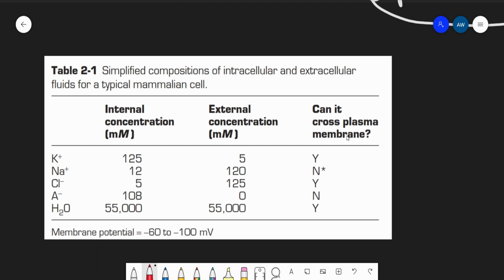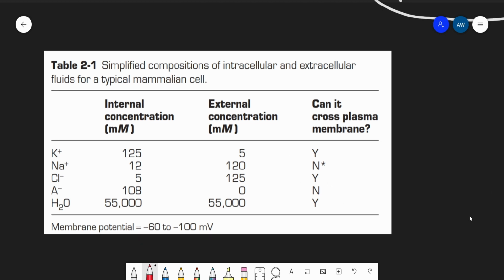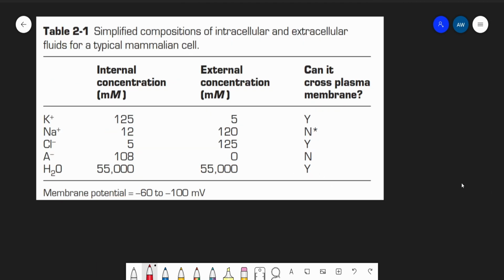So potassium can pass through the plasma membrane, chlorine can pass through the plasma membrane, but A- cannot pass through this plasma membrane, and so on and so forth. So we also have that information as well. So where were we? Yes, the question.